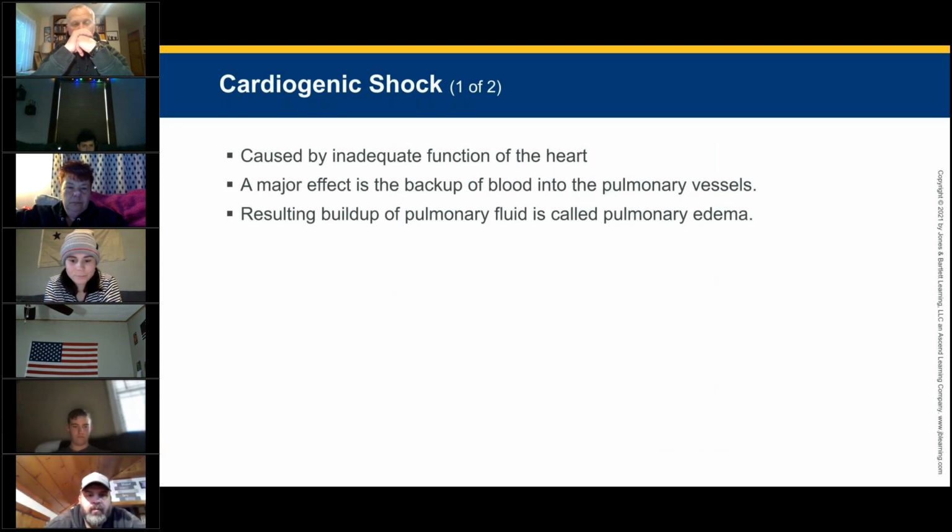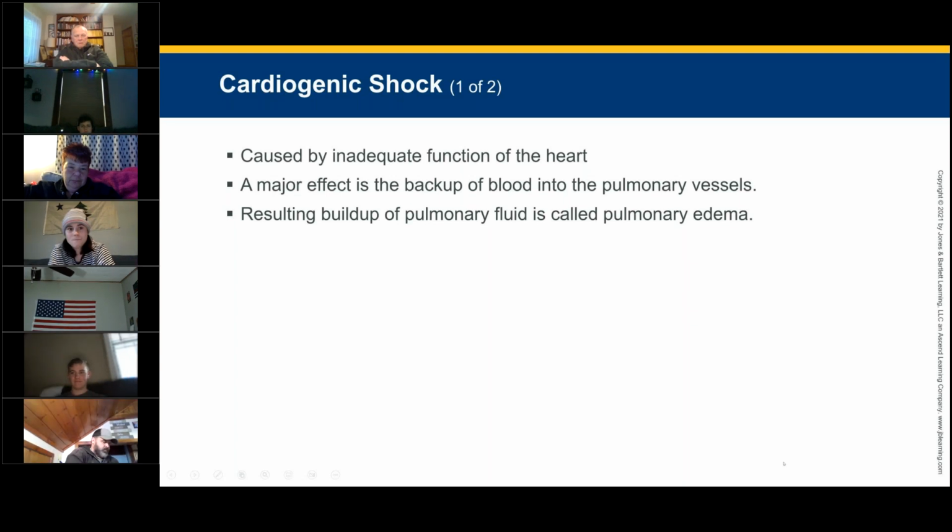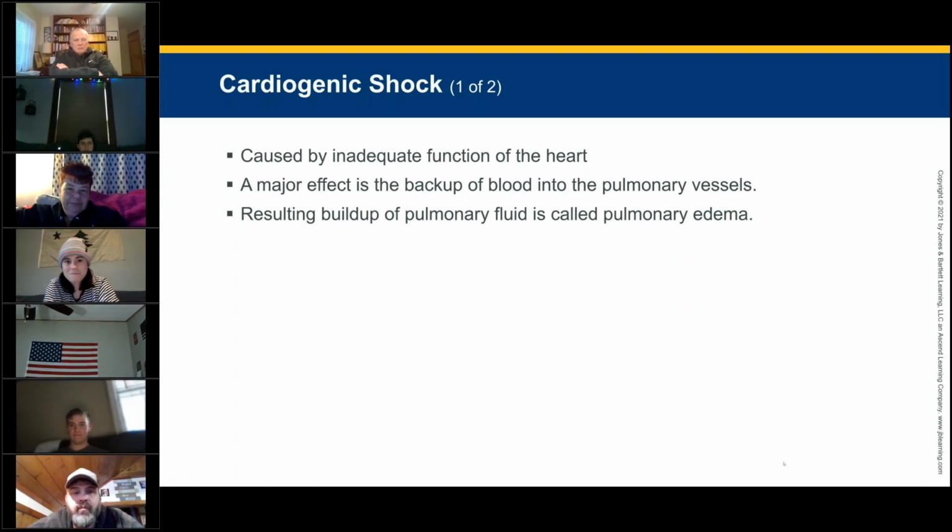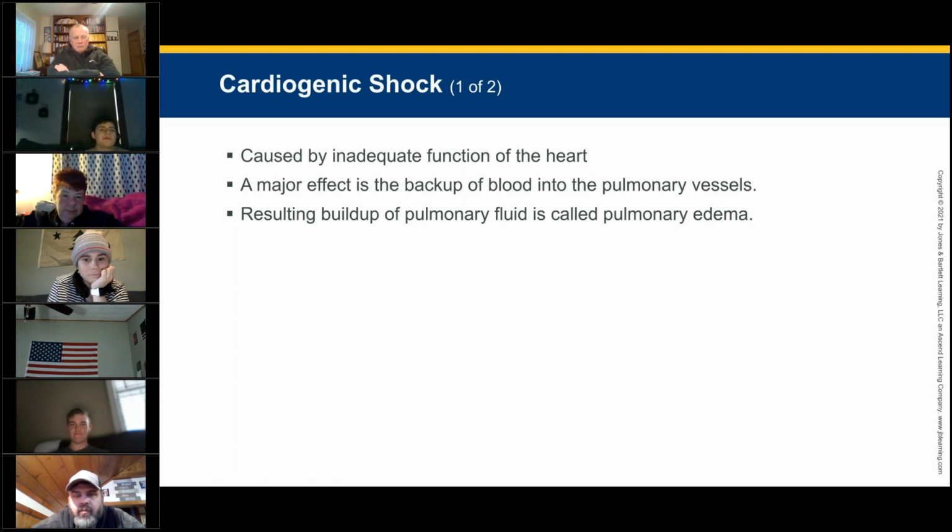Cardiogenic shock. All right, cardiogenic shock is caused by inadequate function of the heart or pump failure. A major effect is the backup of blood into the pulmonary vessels, and the resulting buildup of pulmonary fluid is called pulmonary edema.